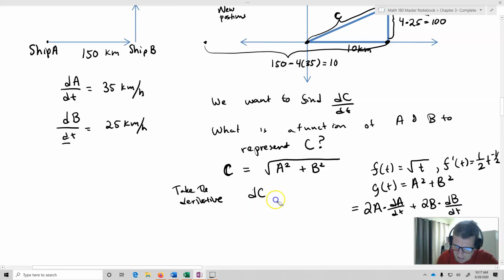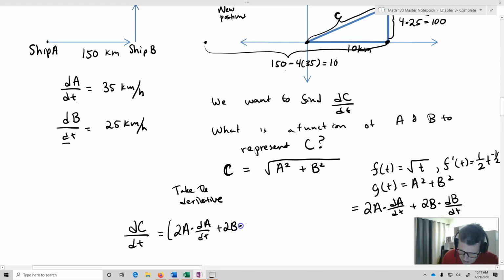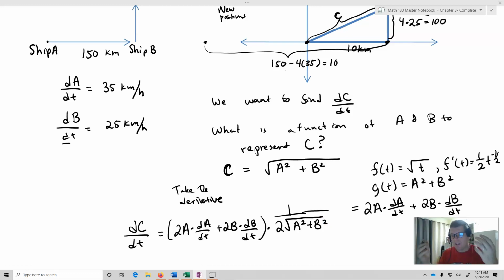So what that gives me for dc, I'm actually going to move this so that I can get a little bit more space. dc dt is thus going to equal 2a times dA dt plus 2b times dB dt, times 1 over 2 times the square root of a squared plus b squared. All right, and that's using the chain rule. So we use the chain rule with some implicit differentiation, recognizing that each one of these variables was a function of t.